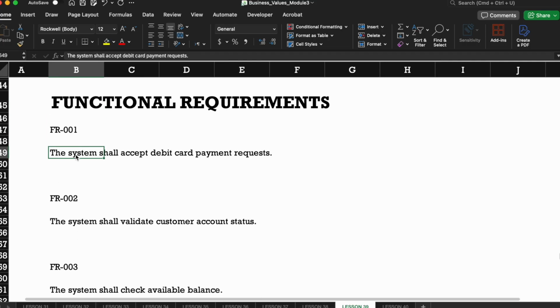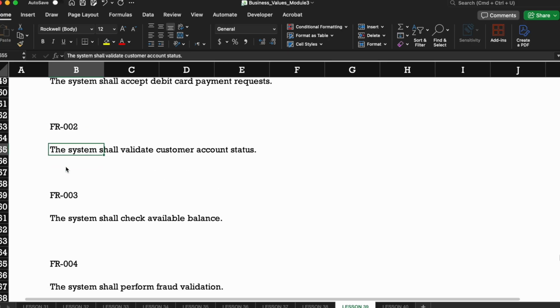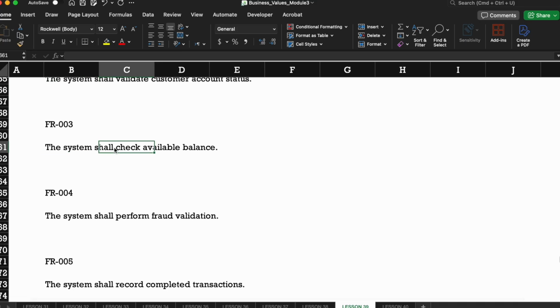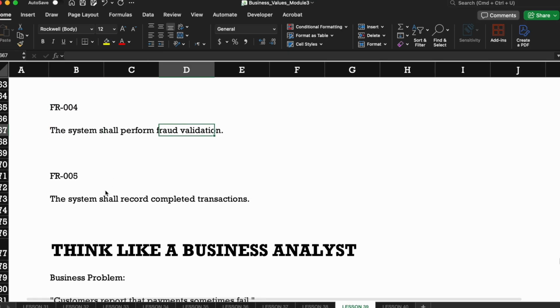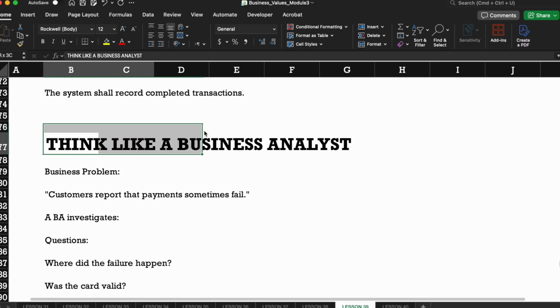Functional requirement 1, the system shall accept a debit card payment request. Functional requirement 2, the system shall validate customer account status. Functional requirement 3, the system shall check available balance. Functional requirement 4, the system shall perform fraud validation. Functional requirement 5, the system shall record the completed transaction.